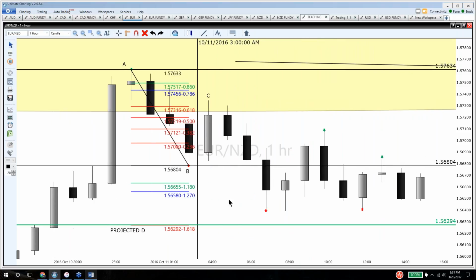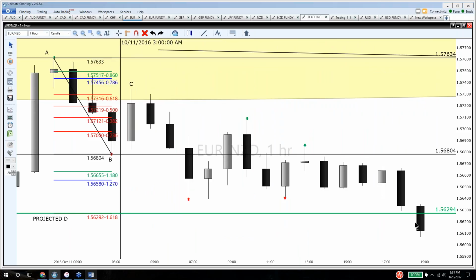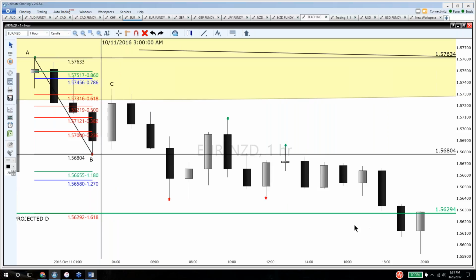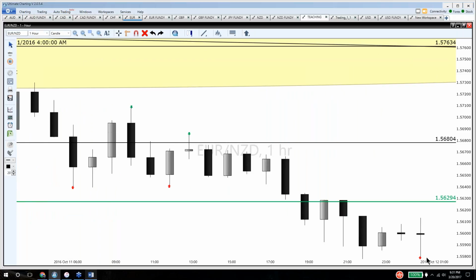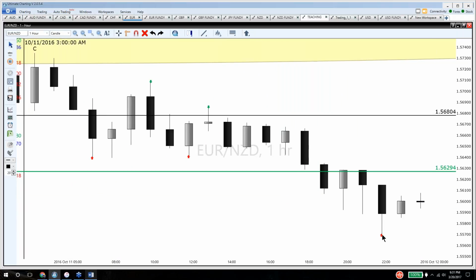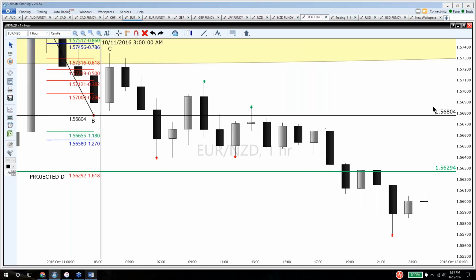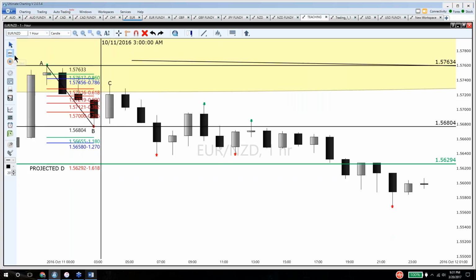Market continues to move, continues to move, continues to move. There is my D target being hit. Do I draw a new ABCD now? Absolutely not. Okay? Absolutely not. Because I need the confirmation that this move is over. When I get a low of 2 to the left and 2 to the right, right here, this is the completed ABCD. This is known as the actual D.